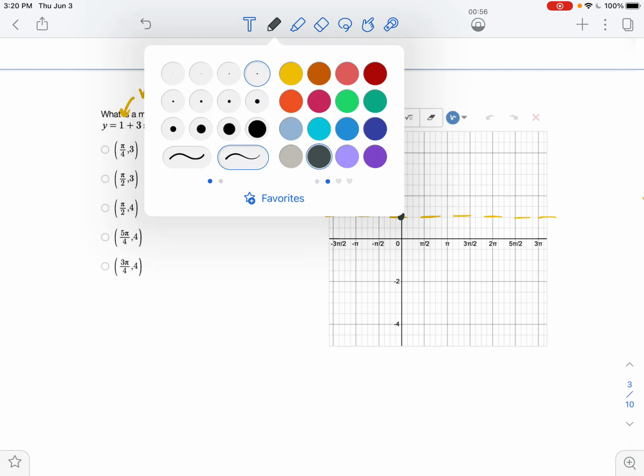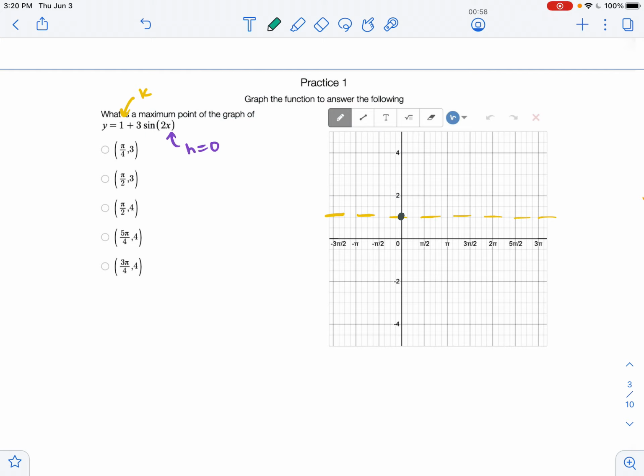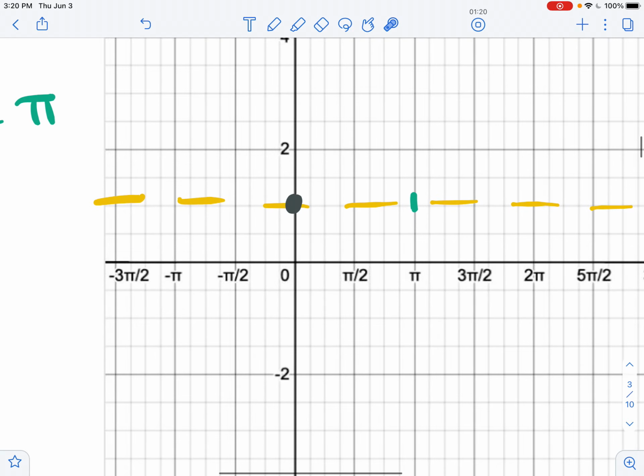We'll then use the period to figure out how long this cycle lasts along the x-axis, right? How much horizontal distance does the cycle of our sine curve have? So our period for a sine or cosine function is found by taking 2 pi divided by b. You'll notice here that b is 2, so our period is pi. That means that pi units later, we have to return to the midline, right? We end our sine cycle.